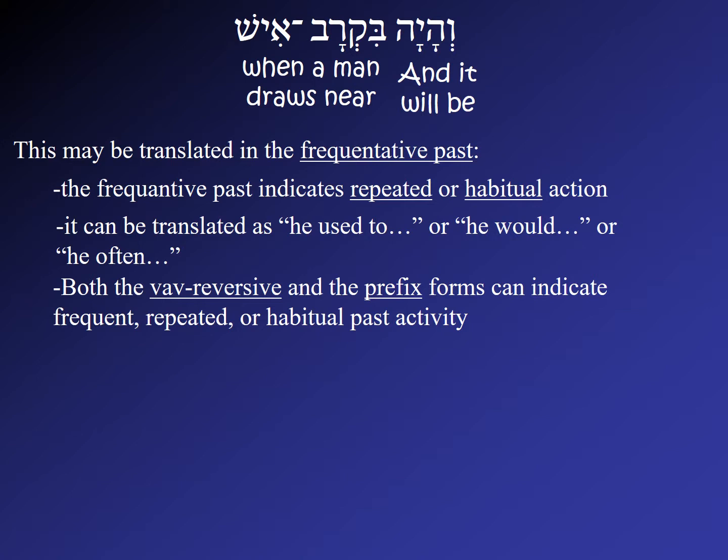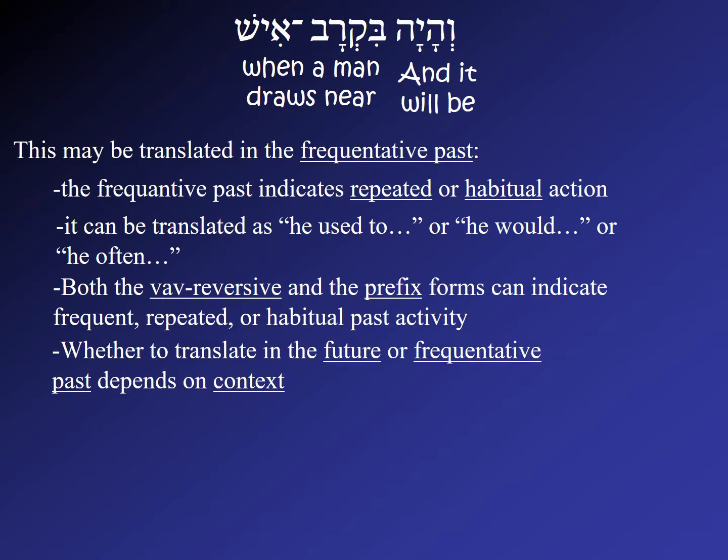We can indicate the frequentative past with a vav reversive, which we have here, and we can also indicate frequentative past with the prefix form. So we have in this class been most often translating prefix forms in the future, but in fact, as we've said numerous times, this is an imperfect aspect rather than a true future tense. So imperfect means actions that are not completed. So often that is future, but it can also mean ongoing action in the past. This decision about whether to translate as a future or as a frequentative past depends on the context.